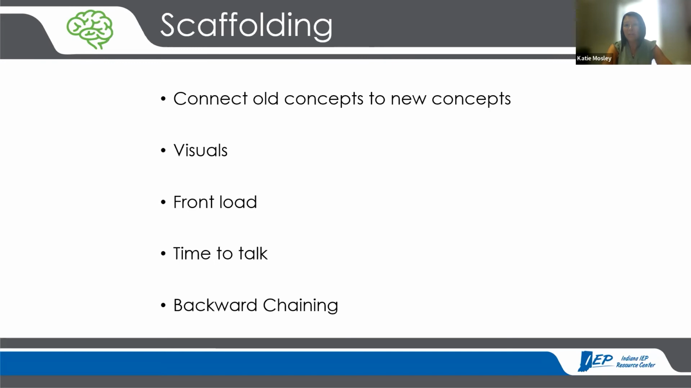Give students time to talk. Let them think and process through what you're going through. And then we're going to touch on this idea of backward chaining. Scaffolds are meant to be lessened and taken away. So you should not be scaffolding the same way at the beginning of the year that you're scaffolding at the end of the year. Because if we're doing scaffolding correctly, we're going to be able to take those supports away.